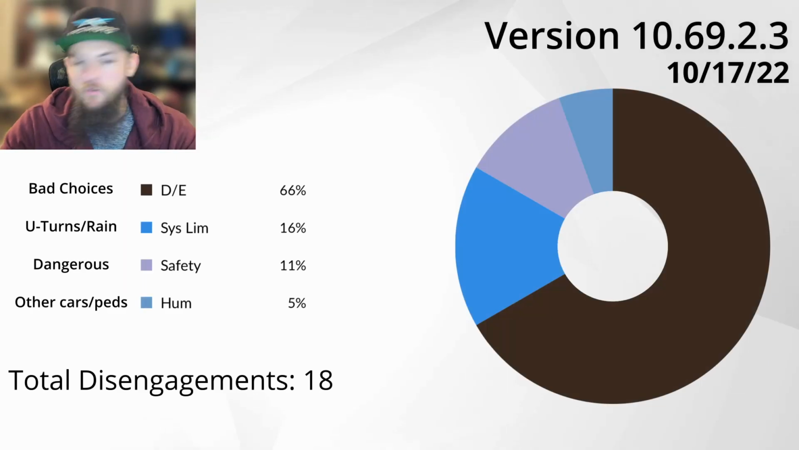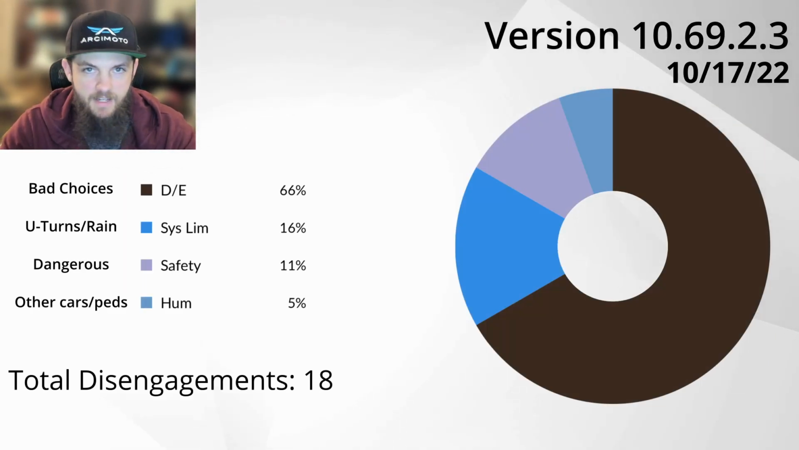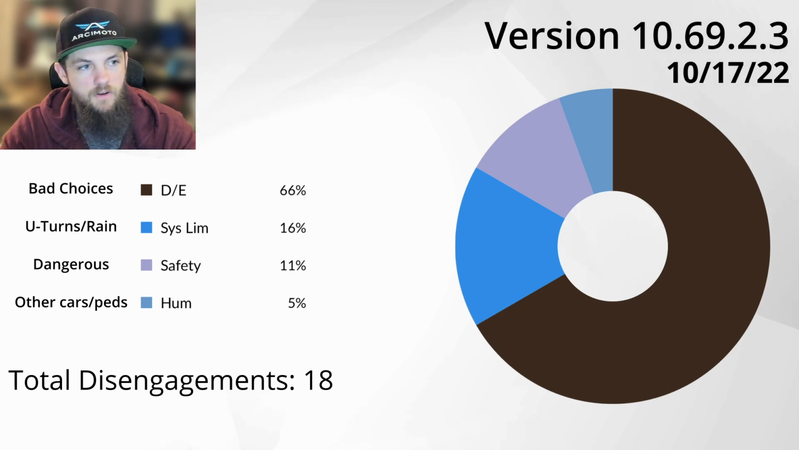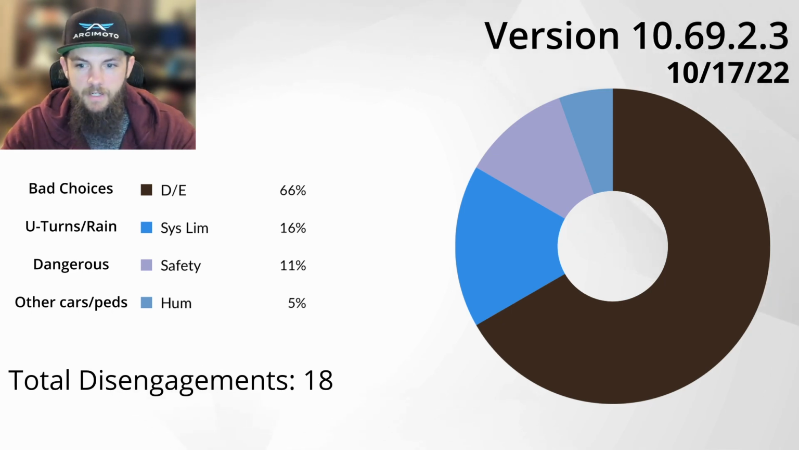Now, saving the fan favorite for last, we're going to take a look at the Causation donut. And this time, just looking at 10.69.2.3, staying current. If you want to see previous version donuts, check out the last RoboTaxi report from 2 Mondays ago, and you'll see kind of a comprehensive breakdown from 10.8 all the way to now.